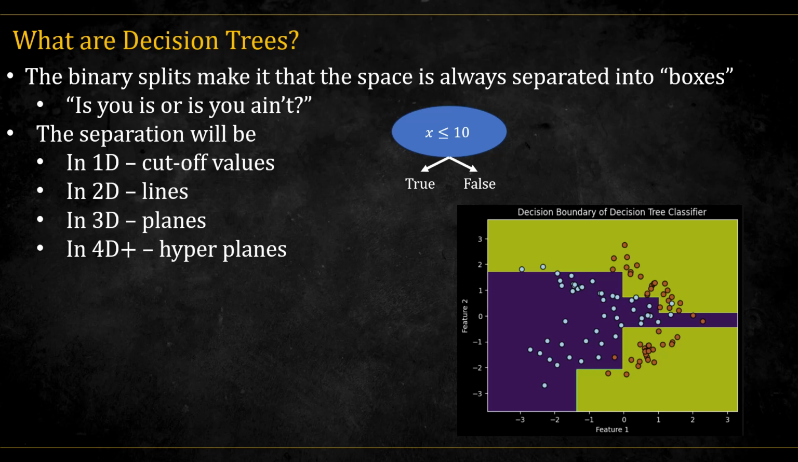In this plot, you can see a classification problem where X is two-dimensional. The decision boundary is always this non-smooth composition of straight lines in this rather jagged manner.